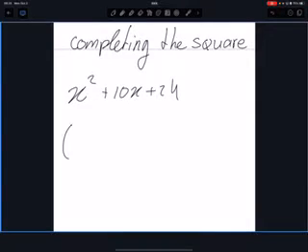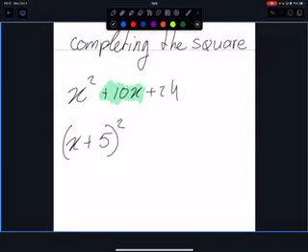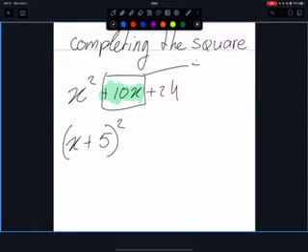So, I need x plus something squared. The first step, divide the middle one by 2. You divide it by 2. 10 divided by 2, 5. That's it. Yes? You divide this section by 2. Not 10x, but positive 10.